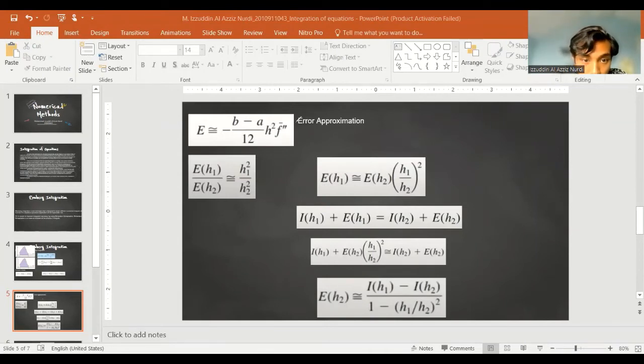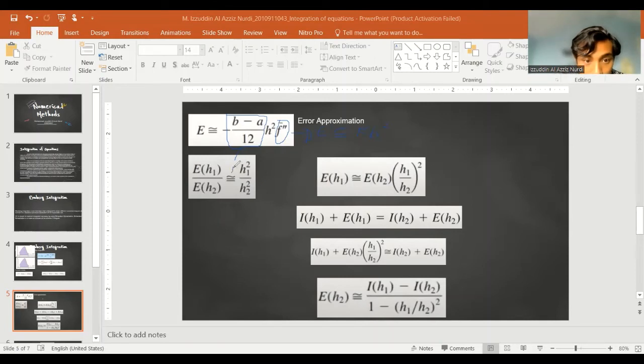So this is an error approximation for the Romberg integration, and this one is literally a constant, and this one is also a constant, so the error approximation could be said to be equal to k h squared, and we can take the ratio like this.